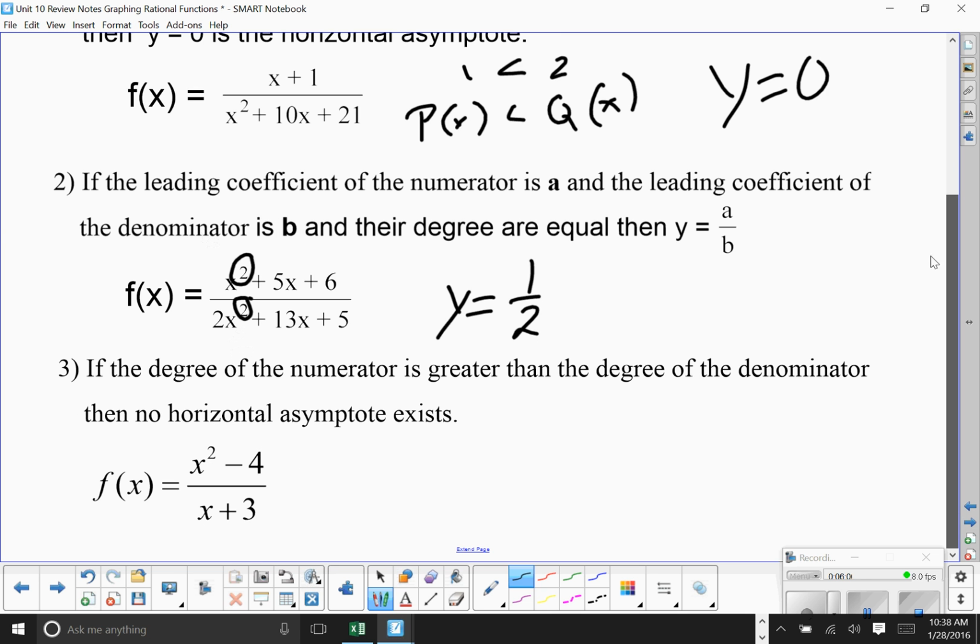Finally, if the degree of the numerator is greater than the degree of the denominator, 2 is greater than what is understood to be 1 here, then no horizontal asymptote exists. If item 1 or item 2, if there's a horizontal asymptote, there won't be a slant. For number 3, you would have to check to see about a slant.